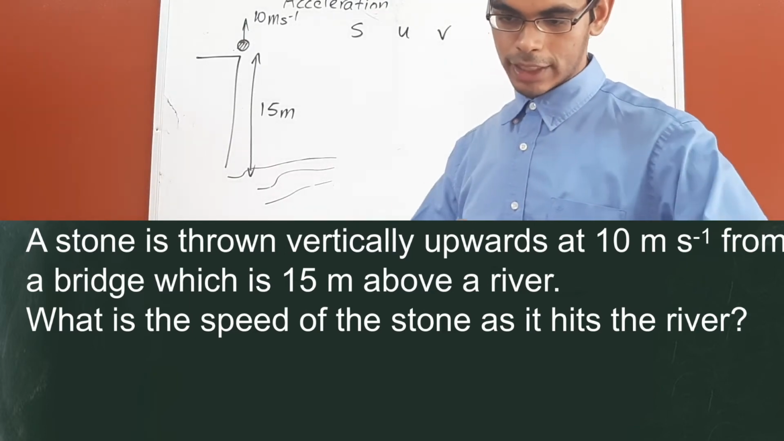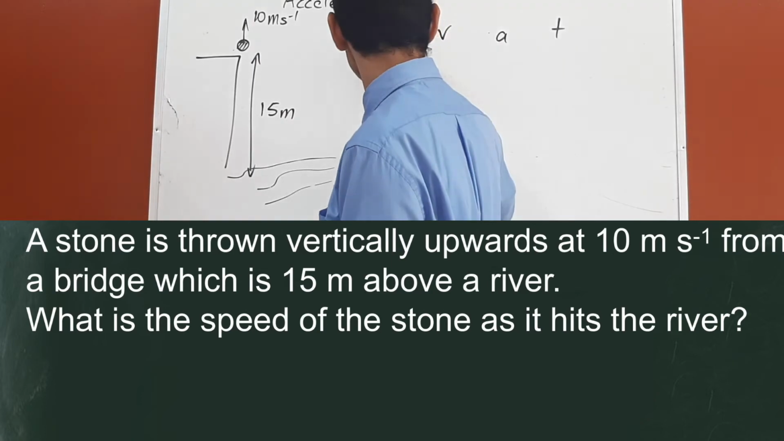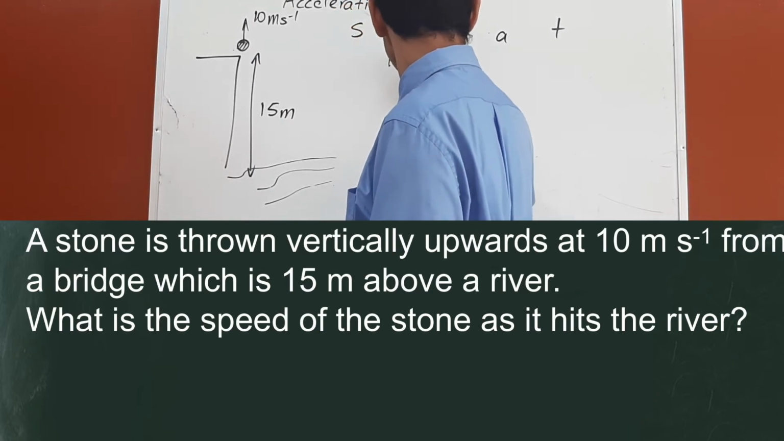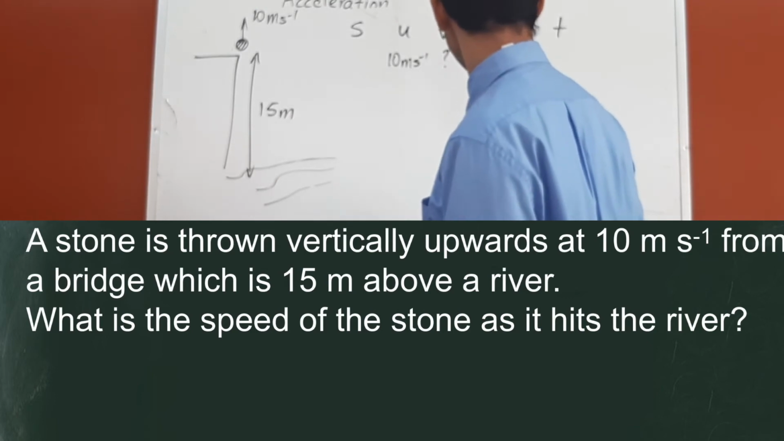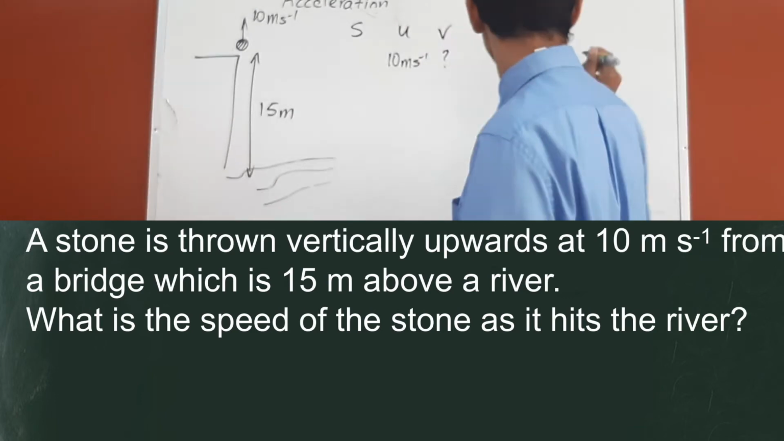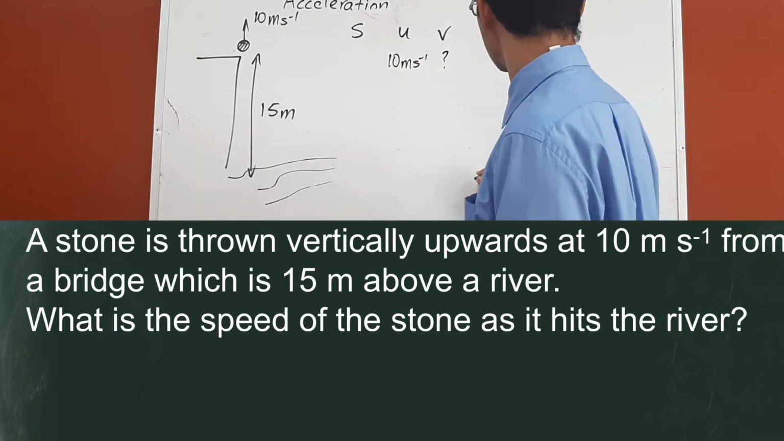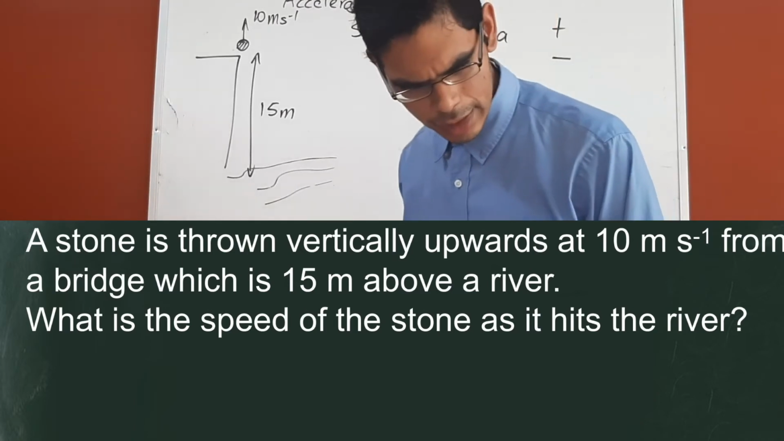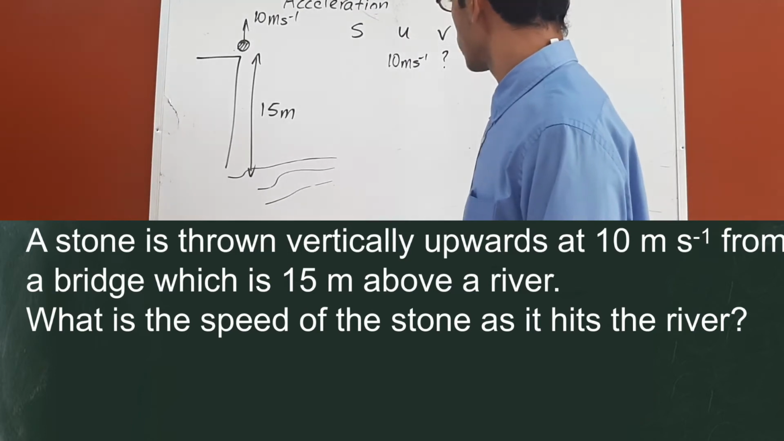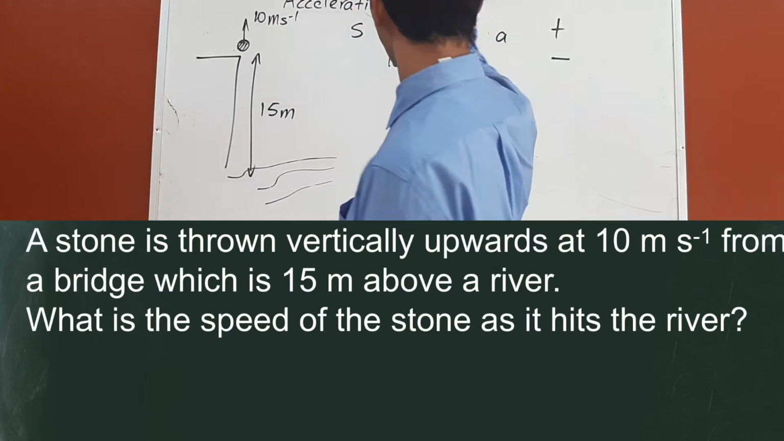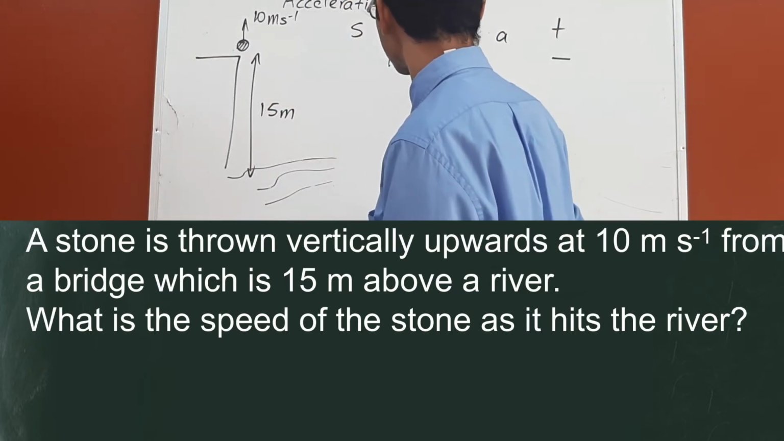Initial velocity, 10 meters per second. That's alright. Final velocity, we don't know, we have to find that. We don't have a time. Didn't give us acceleration either. Are we not sure about this long distance this thing will travel?